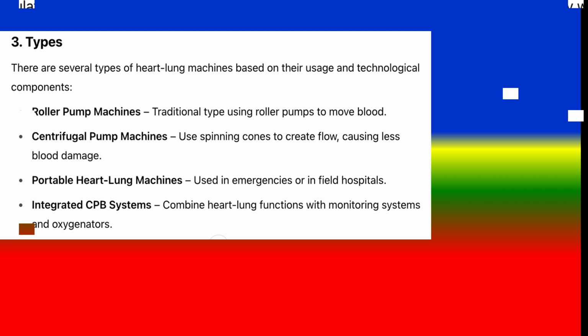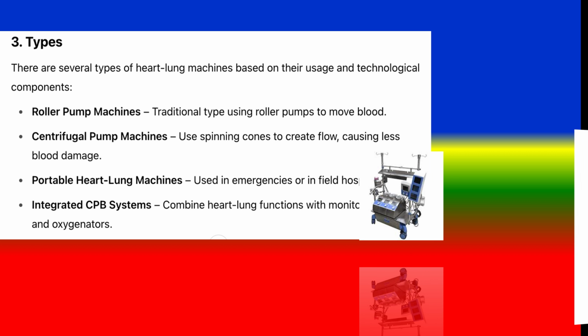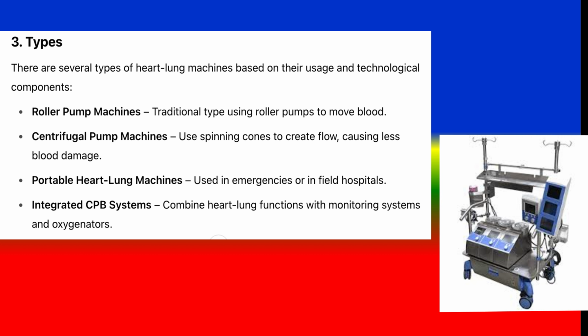3. Types. There are several types of heart-lung machines based on their usage and technological components. Roller pump machines, the traditional type, use roller pumps to move blood. Centrifugal pump machines use spinning cones to create flow, causing less blood damage. Portable heart-lung machines are used in emergencies or in field hospitals. Integrated CPB systems combine heart-lung functions with monitoring systems and oxygenators.